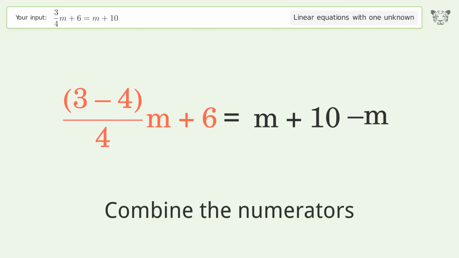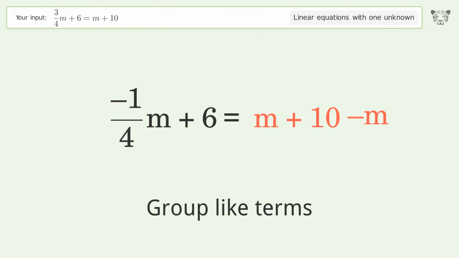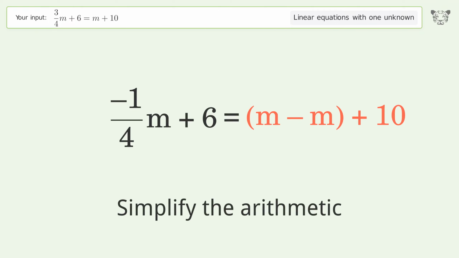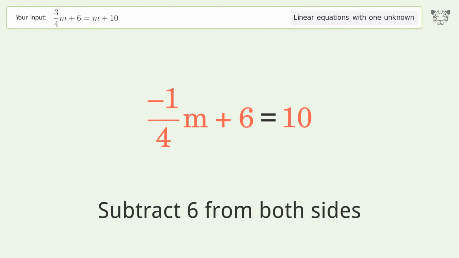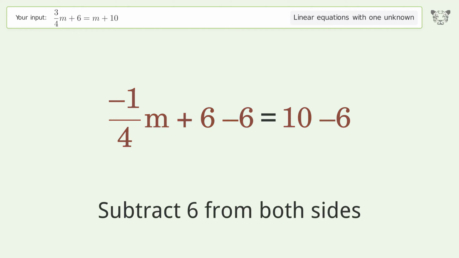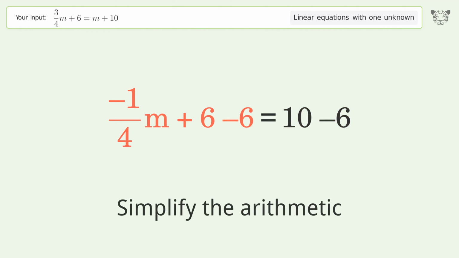Combine the numerators. Group like terms. Simplify the arithmetic. Group all constants on the right side of the equation. Subtract 6 from both sides. Simplify the arithmetic.